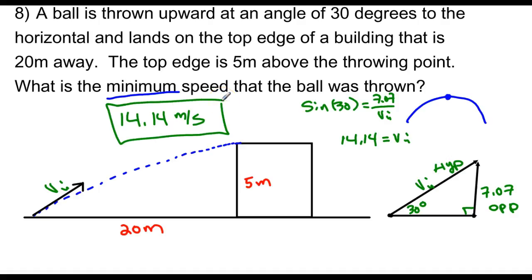All right. The other way you could have done it is you could have solved for the VIX right here. We know that it goes 20 meters in 0.707 seconds, and that would give you your VIX, and then use Pythagorean theorem if you want. It's just easier to use trig in this case.